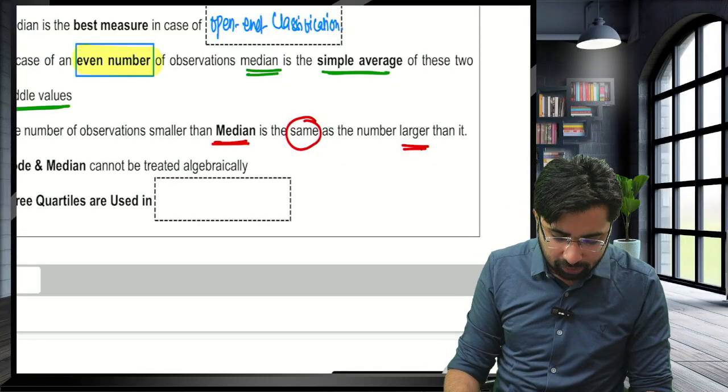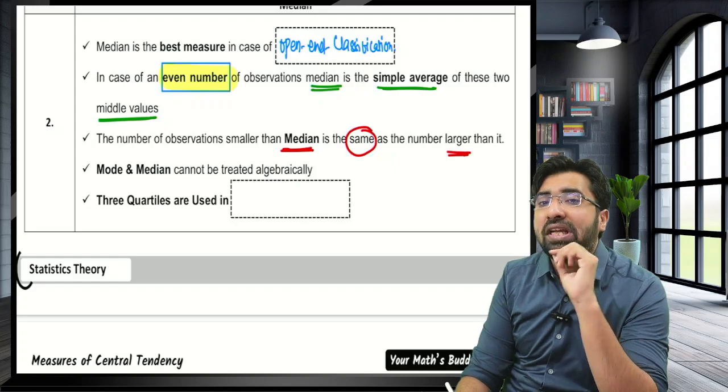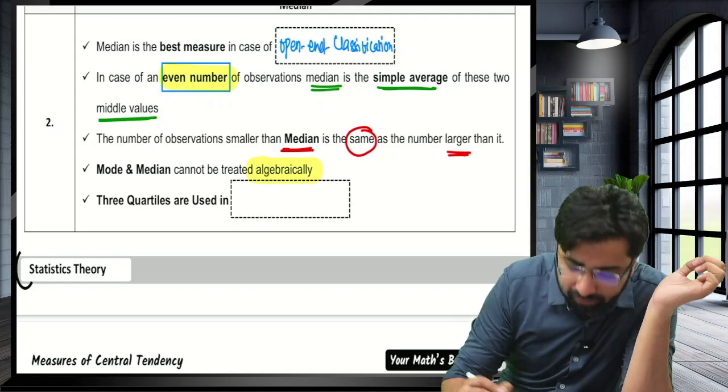Now, please pay attention. If they ask which one of the following cannot be treated algebraically, you know what is the meaning of this?